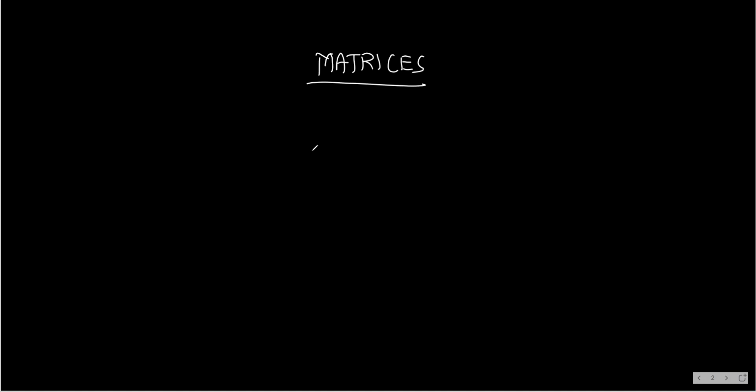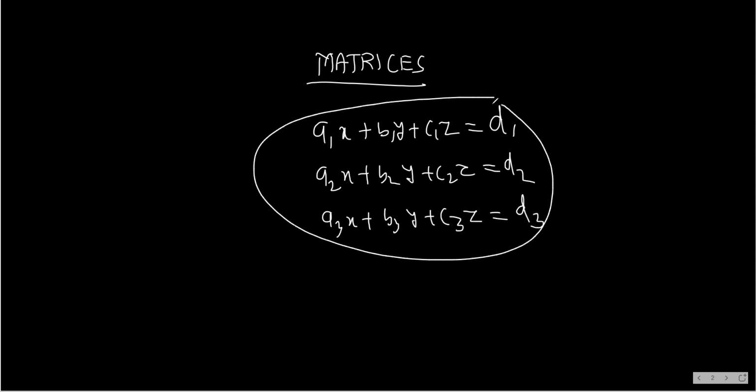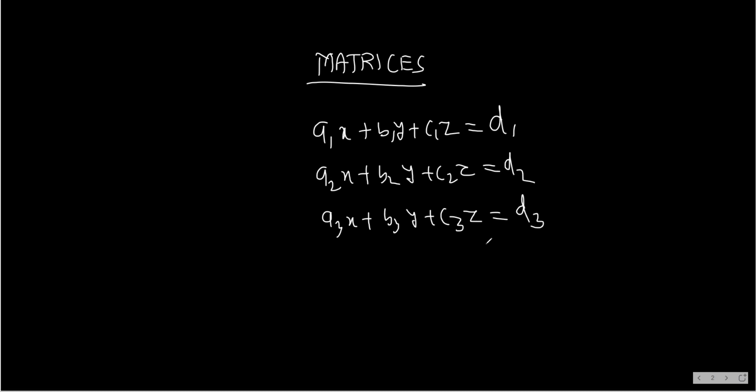Now, in the last lecture we solved such equations using the inversion method. That is, we will be given three equations, say a1x plus b1y plus c1z equals d1, a2x plus b2y plus c2z equals d2, a3x plus b3y plus c3z equals d3. Now you have three equations in three unknowns. You have to solve them, and for this you used the method of inversion. I have taught you this in the last lecture.